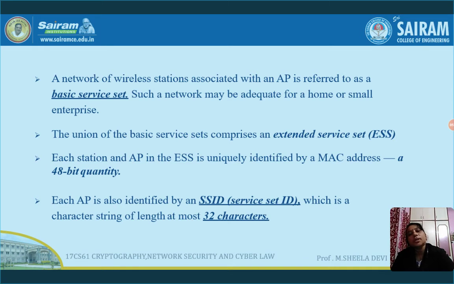The union of the basic service sets comprises an extended service set. So the combination of all the basic service sets is nothing but the extended service set. Each station and the AP in the ESS is uniquely identified by a MAC address, a 48-bit quantity. So the station and the access point are identified with the help of the MAC address. And one more thing they have is the service set ID, which is 32-bit.